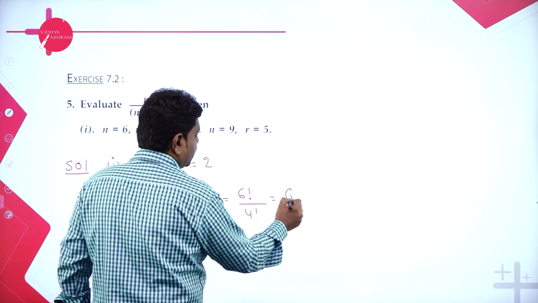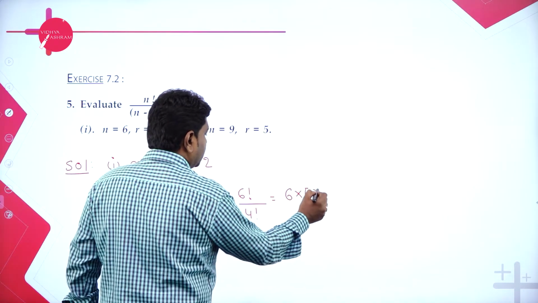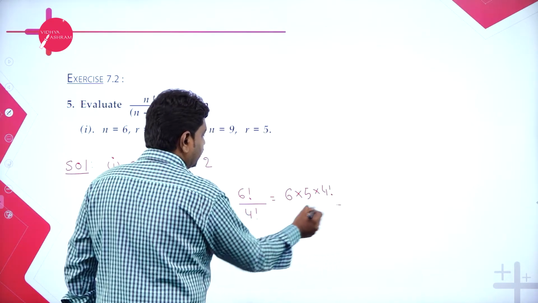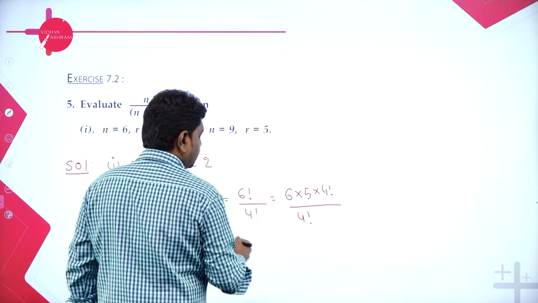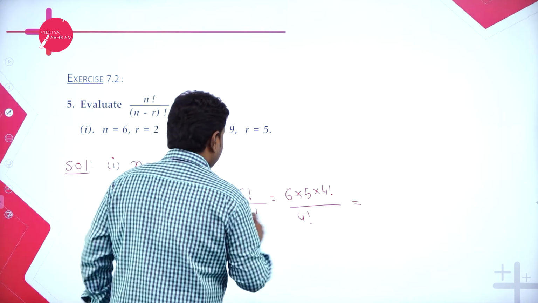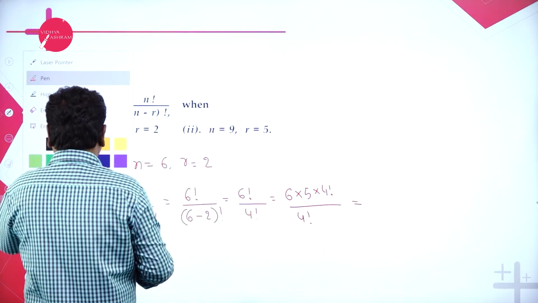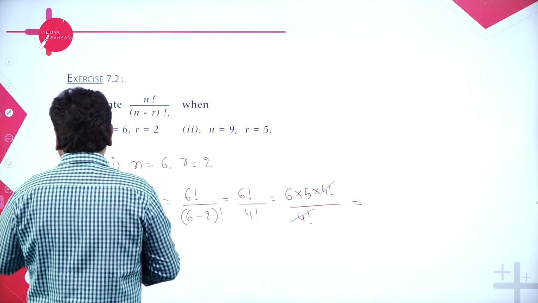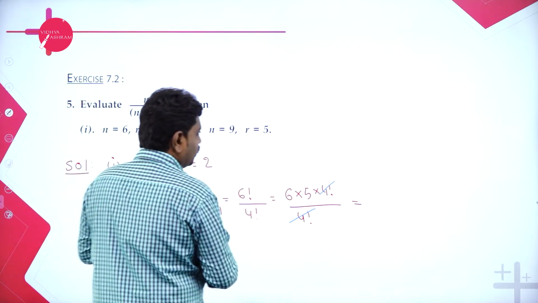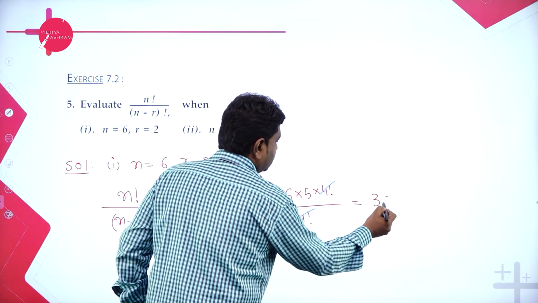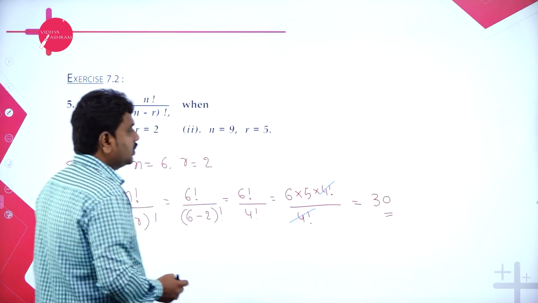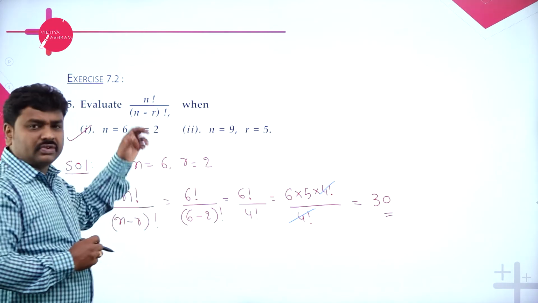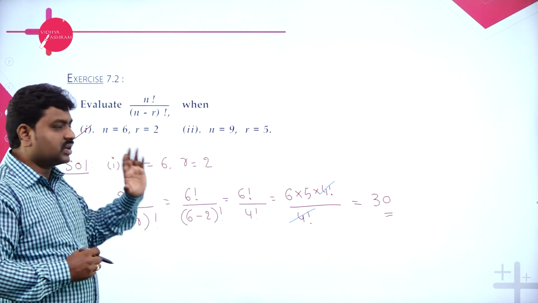So now write numerator 6 into 5 into 4 factorial divided by 4 factorial. So further 4 factorial you can cancel. I can cancel 4 factorial and 4 factorial. I am left with 6 into 5. What is 6 into 5? 6 5s are 30. 30 is the answer. I hope all of you got this. They gave the formula, they gave the values of n and r, substitute.